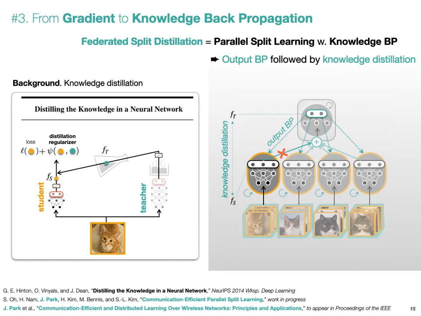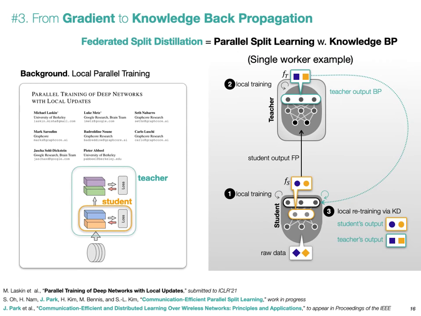Then, by running knowledge distillation locally at the worker side, workers can infuse the server's knowledge into their models. In fact, this idea was inspired by local parallel training presented just before this talk. In local parallel training, each chunk of layers is associated with an auxiliary output layer to enable local training. Here, we can view the entire model as a teacher and one chunk as a student.